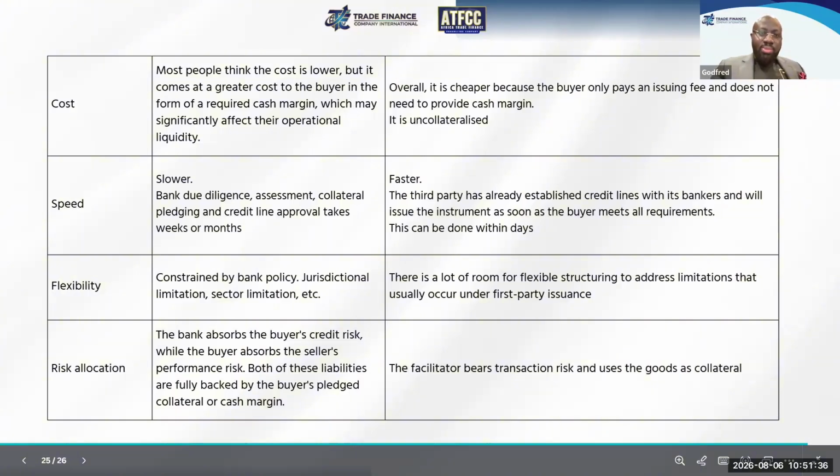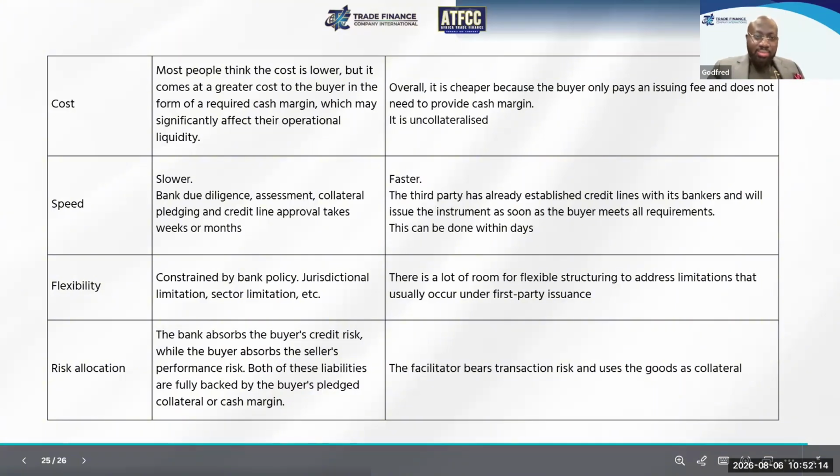The speed in the first party is normally slower because the bank will have to go through their due diligence, the collateral pledging, the assessment and approval, which takes weeks, sometimes months. But in a third party, it is faster simply because the credit line is available. The only thing needed is for the third party to complete their requirements. And once the fees are paid, in a matter of days, the LC or the SBLC, the instrument, can be issued. So it is faster in the third party market.